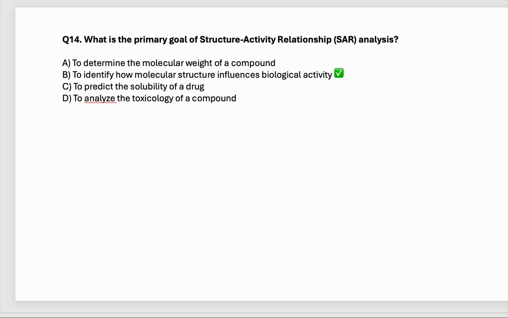Now, what is the primary goal of structure activity relationship analysis? A, to determine the molecular weight of a compound. B, to identify how molecular structure influences biological activity. C, to predict solubility of a drug. Or D, to analyze the toxicology of a compound. The correct answer is to identify how a molecular structure influences the biological activity.